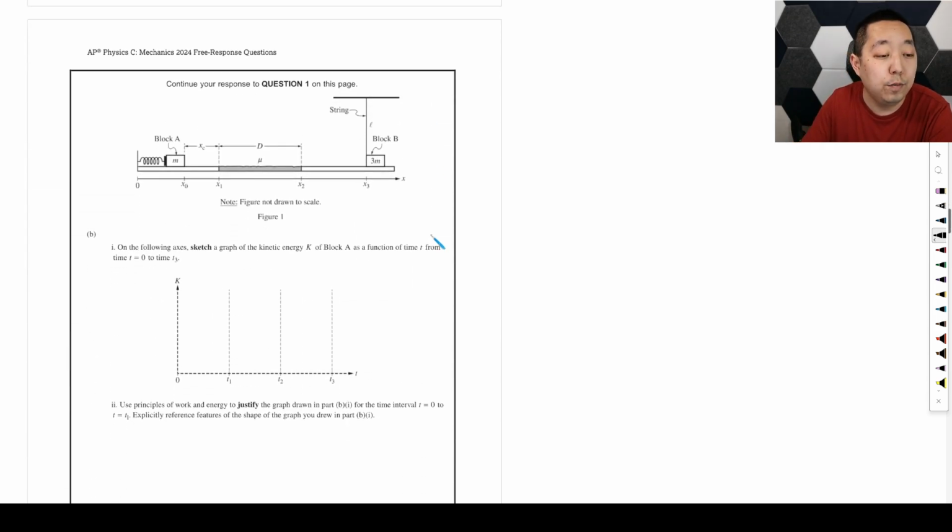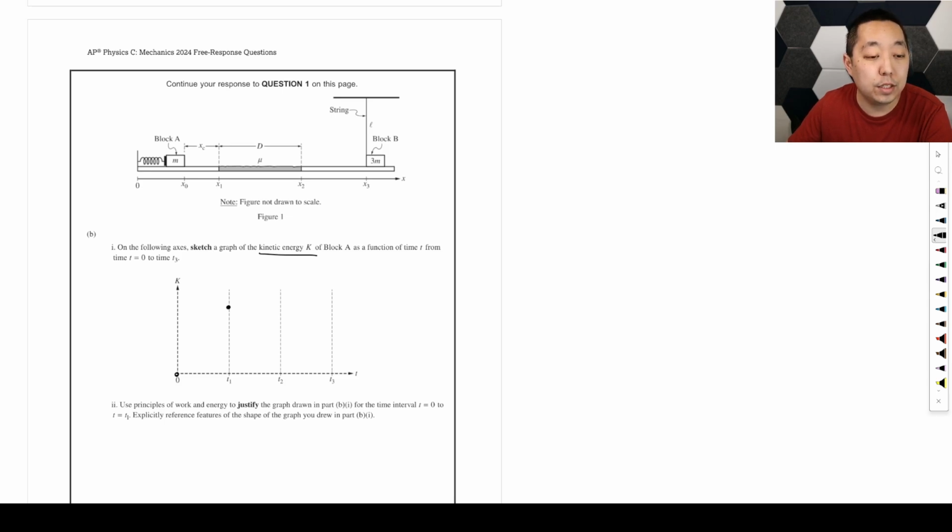On the following axis, sketch a graph of the kinetic energy of block A as a function of time from t equals 0 to time t equals t3. Okay, so we're going to gain some kinetic energy. Now, the question is about the time part. This is a little bit tricky because we're going to start with no kinetic energy and end up with some kinetic energy. So as a function of time, we have to think about what the shape of that energy graph is going to be. Is it curved up or curved downwards or anything like that?